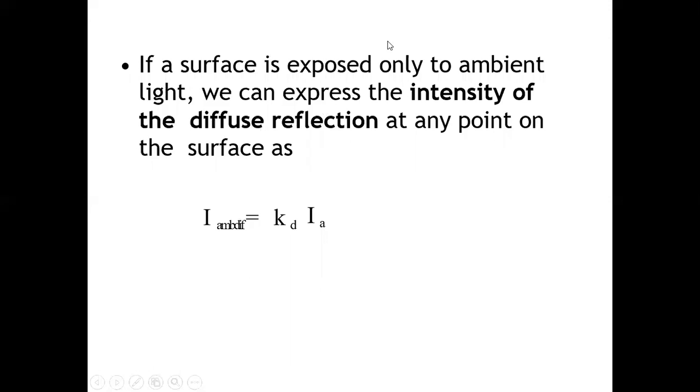If a surface is exposed only to ambient light, we can express the intensity of diffuse reflection at any point on the surface. For example, an object is exposed to ambient light. Ambient light is uniform light distributed on all types of objects. Whenever a surface is exposed only to ambient light, and we want to calculate the intensity of diffuse reflection, the formula is I ambient diffuse equals KD times IA, where KD is the diffuse reflection coefficient and IA is the intensity of the ambient light.